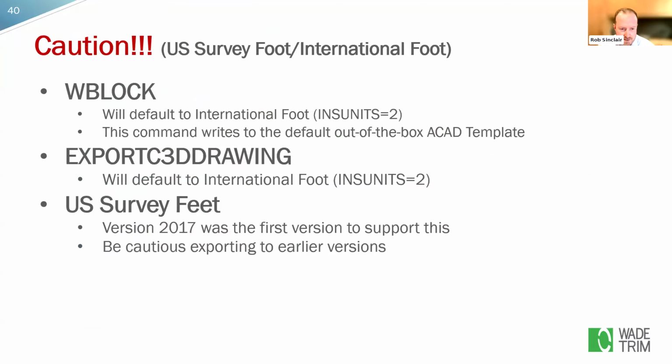A couple words of caution here. If you are working in a US survey foot drawing, keep in mind that the WBLOCK command and the export Civil 3D drawing command write out to the default out-of-the-box AutoCAD template. And that template is set to international foot. So if you WBLOCK something out and just send it off, that unit of measure is now incorrect. The simple fix is to open it, verify that unit, switch it back to US survey feet, save the drawing, and then send it out. But I've seen a lot of times that this has affected projects during construction.